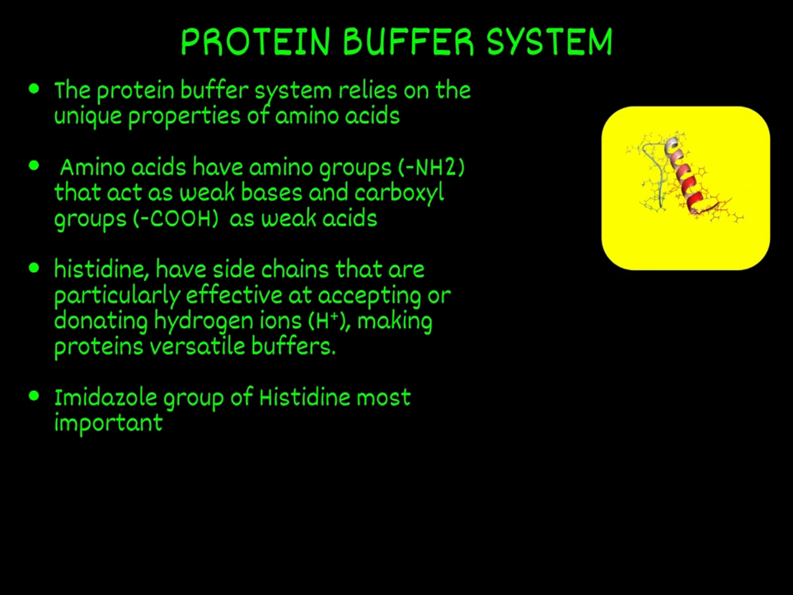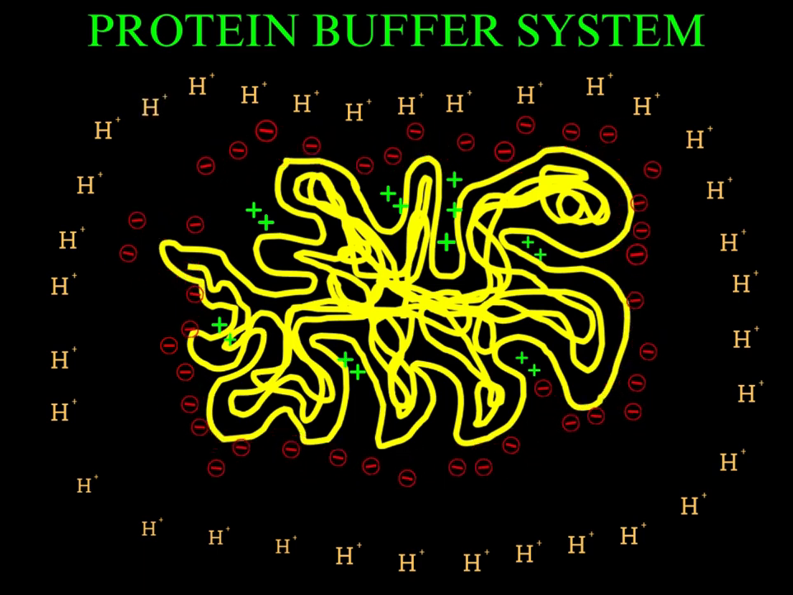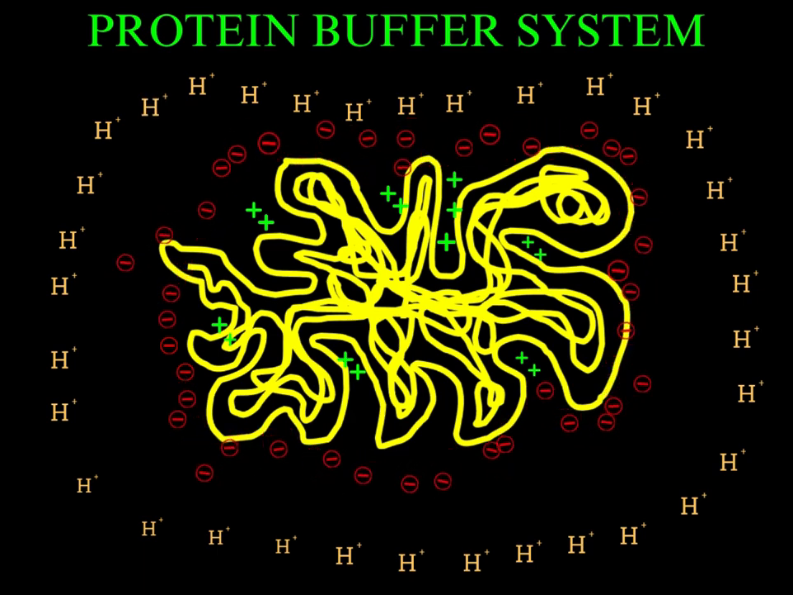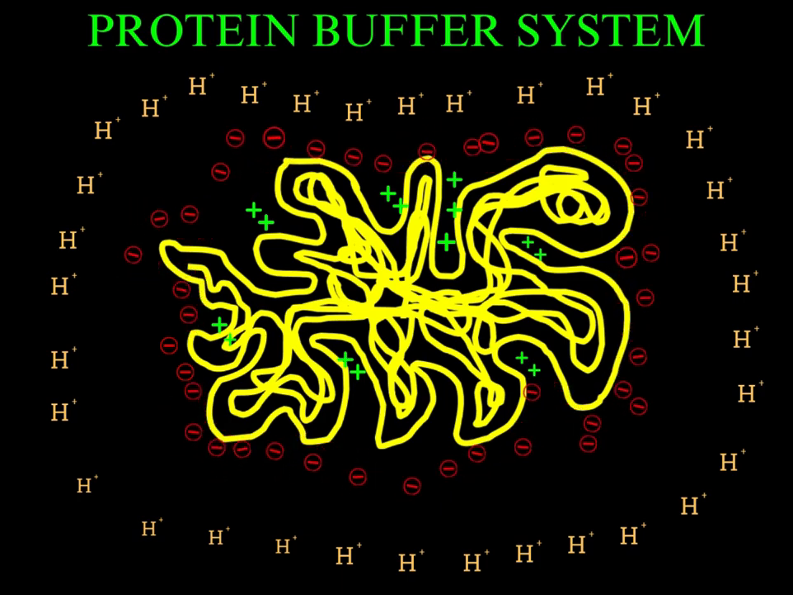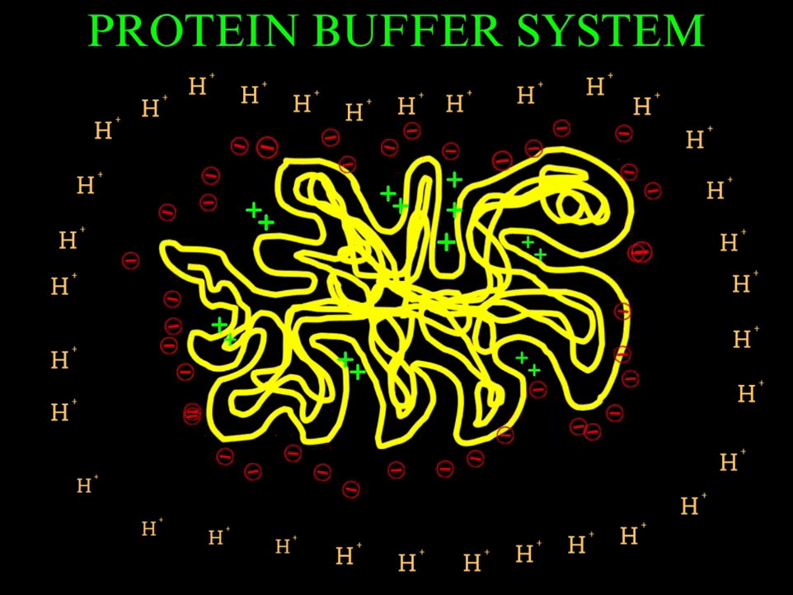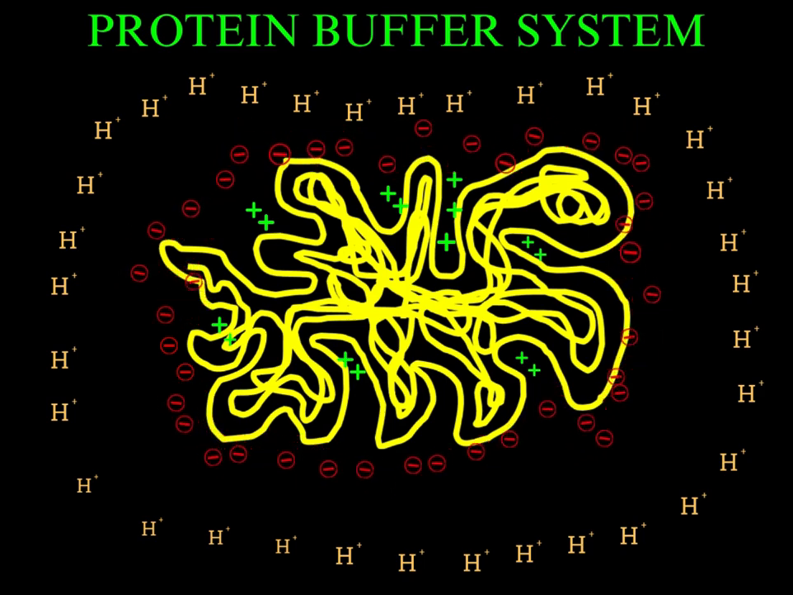When blood becomes too acidic, say, during intense exercise producing lactic acid or in diabetic ketoacidosis with ketone buildup, there's an excess of H+ ions. Proteins, especially those with histidine residues, bind these H+ ions, reducing acidity and stabilizing pH.